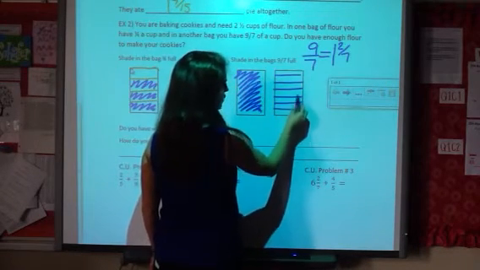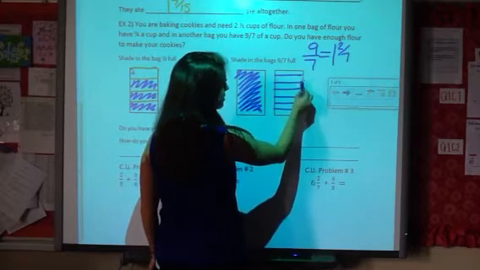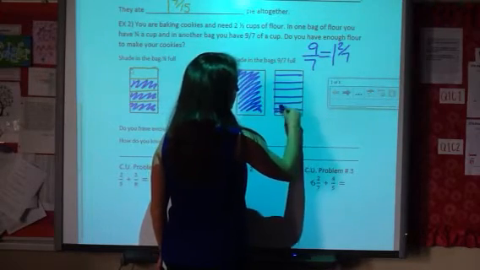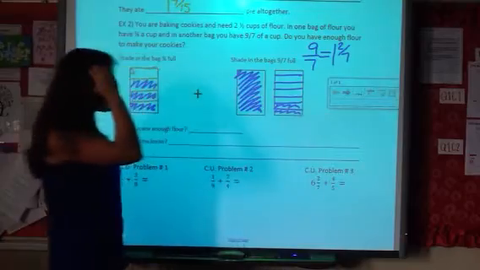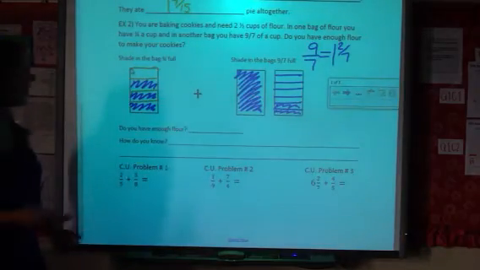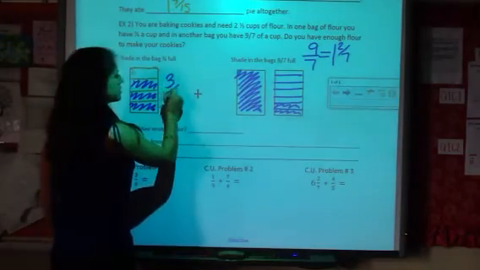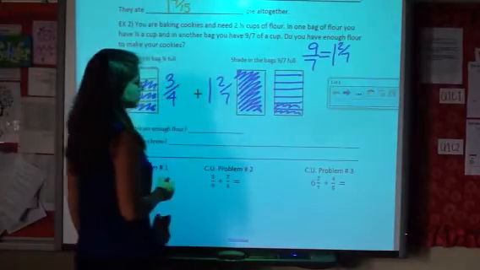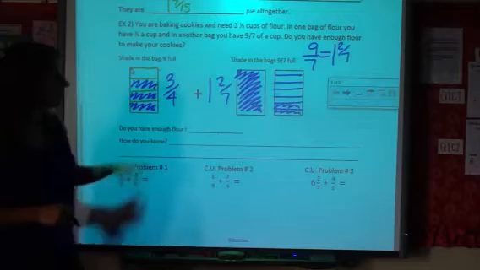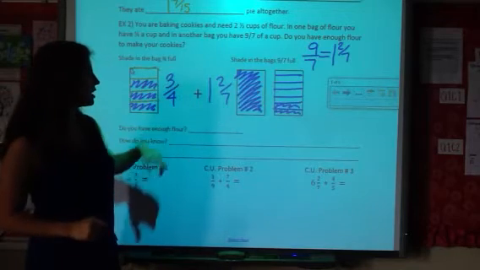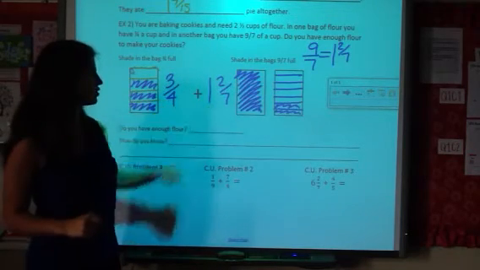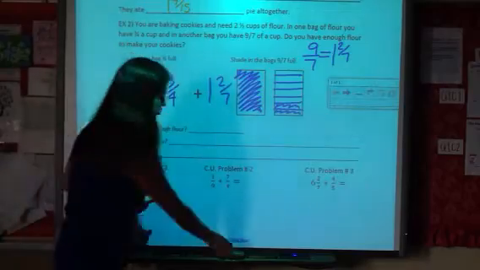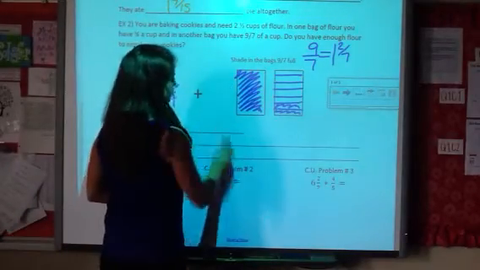So I have 1, 2, 3, 4, 5, 6, 7 pieces, and it is 2/7 of the way full. So now I want to add 3/4 plus 1 and 2/7. Okay, well, I can add this mixed number and just keep the 1 there, and add the 3/4 and 2/7, or I can add it to the improper fraction. So let's try both ways.